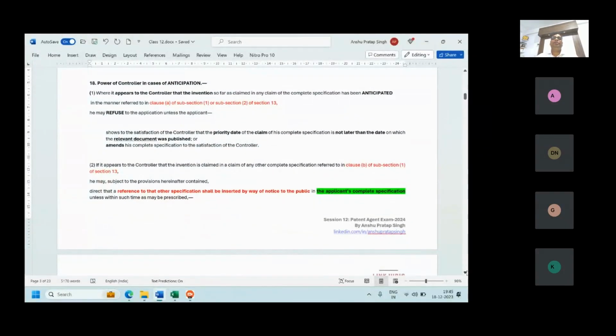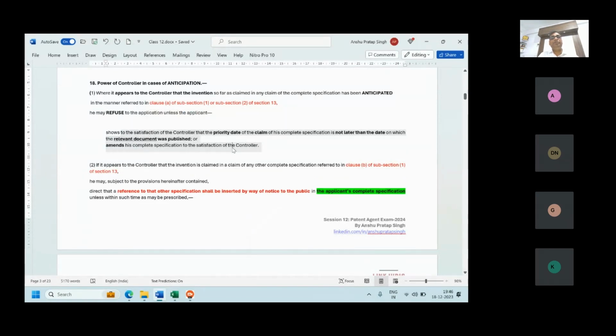Power of controller in case of anticipation. Please remember the investigation of anticipation was happening in 13. And 18.1 is talking about 13.1(a) and 13.2. That is prior publication cases, that is the publications which have been referred, before the filing date of the complete specification. Now, he is saying he may refuse the application. If there is anticipation, he will refuse.